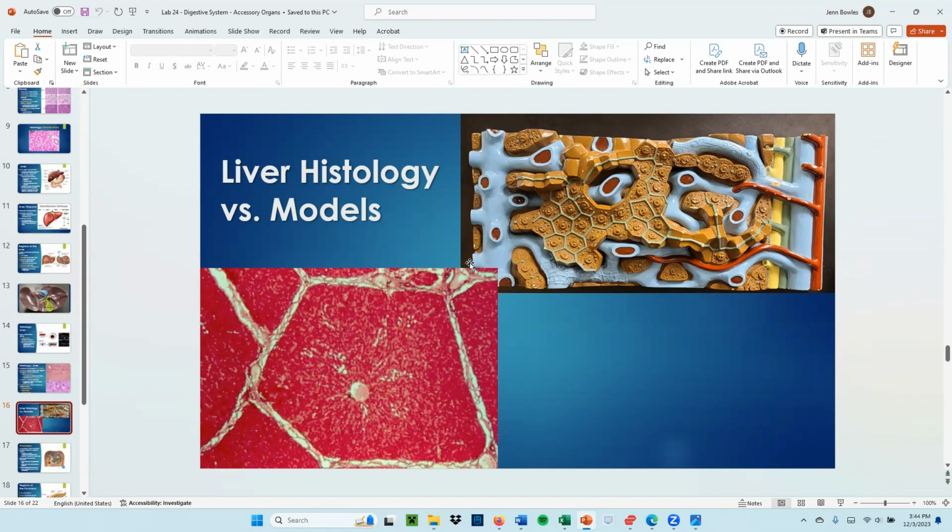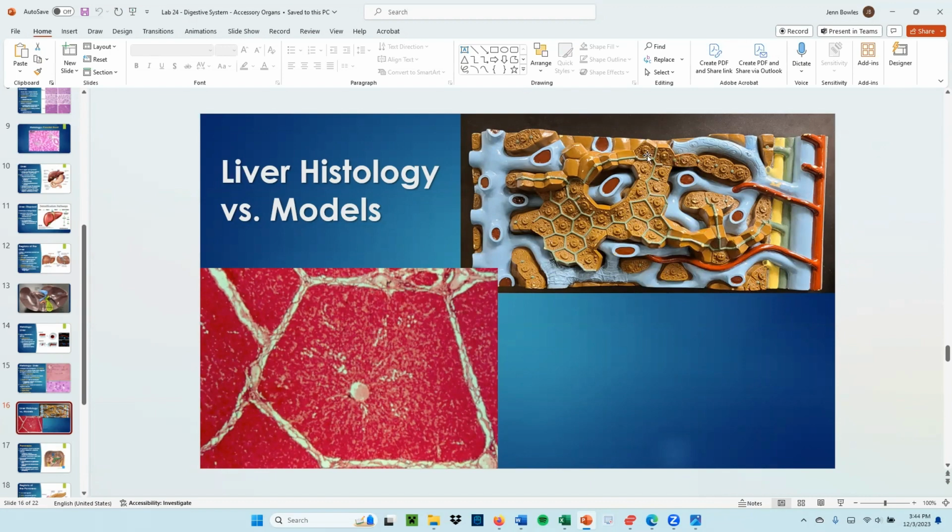This slide also shows our portal triad. You don't need to recognize that for the slide, but that is similar to what we see from this view, where we've got our hepatic artery, portal vein, and then we also have a cystic duct. So those three kind of bunched together on the sides of our model.